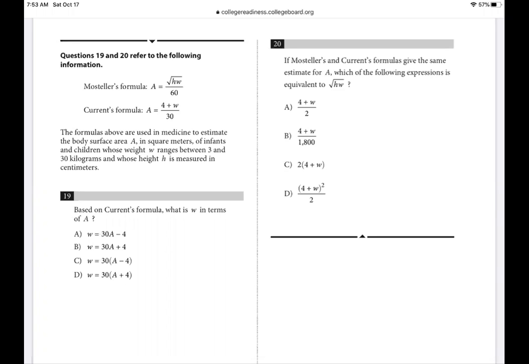This is practice test 7, section 4, problems 19 and 20. So please pause now if you would like to attempt these two problems without any hints. I'll go ahead and outline a couple hints for each and then go through them.